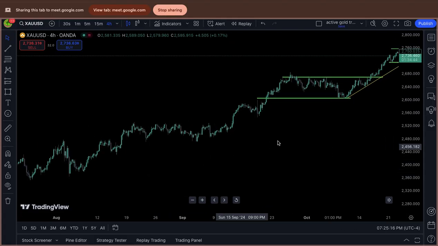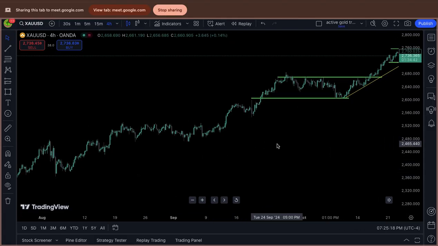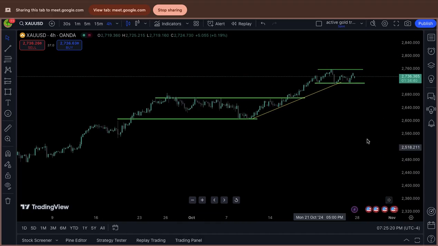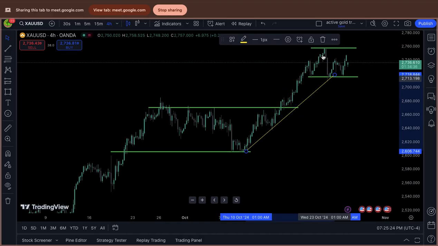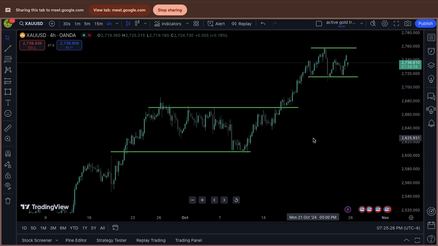Cool. So to identify the perfect entry, this is strategy time. This is more intermediate. It's real easy. This is exactly what it is. This is how simple it is. All you need to do is practice it.